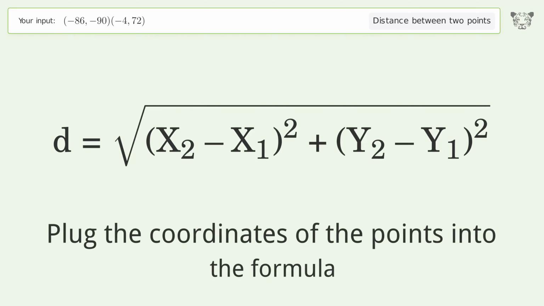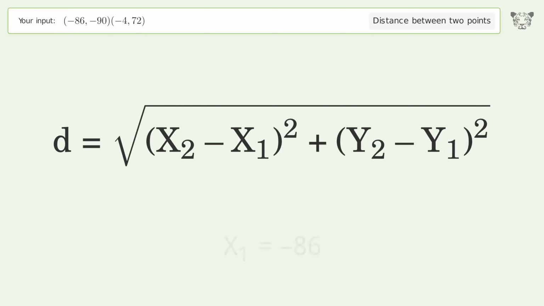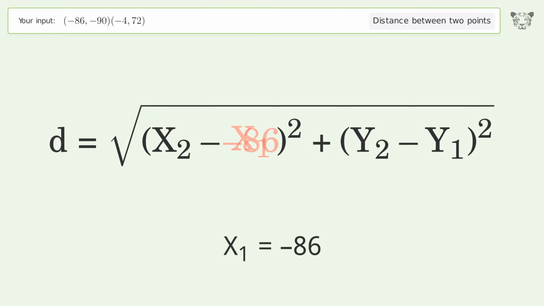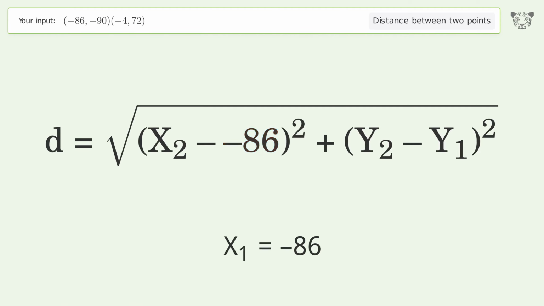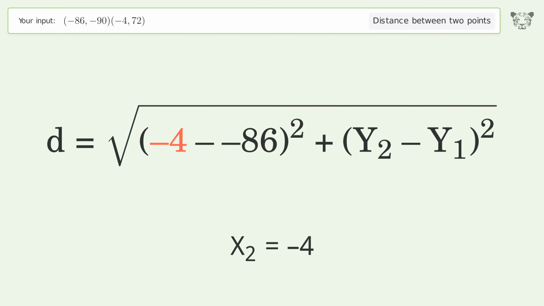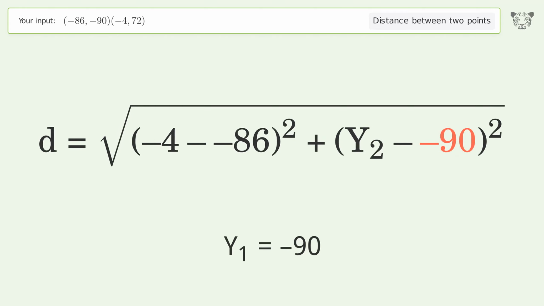Plug the coordinates of the points into the formula. x1 equals -86. x2 equals -4. y1 equals -90. y2 equals 72.